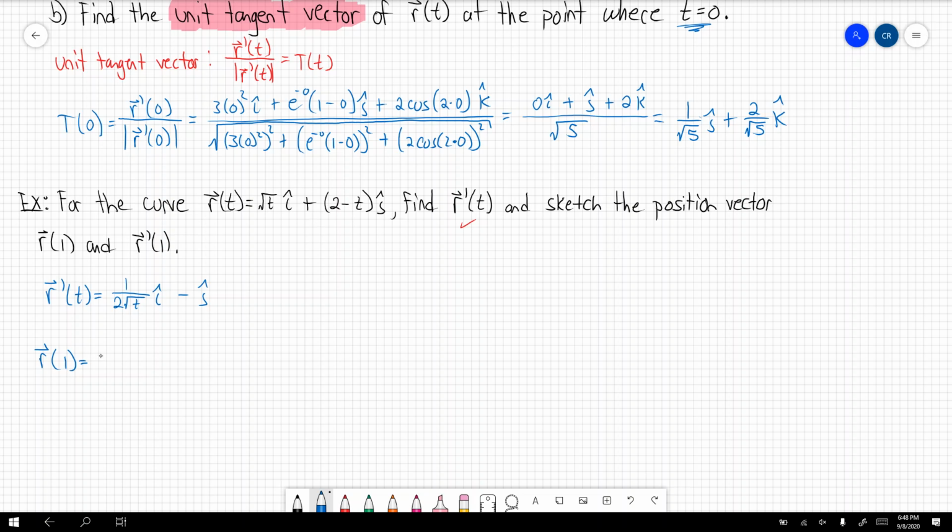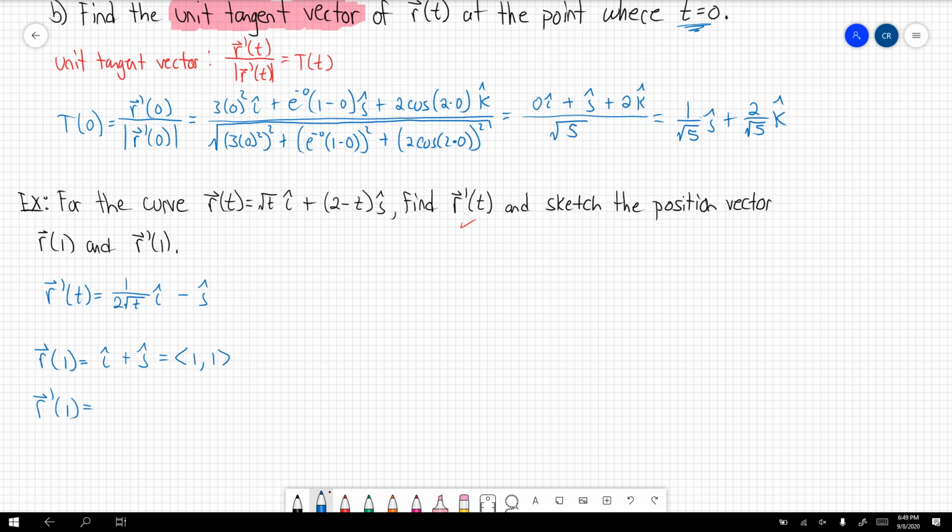R of 1 should then get me, substituting, square root of 1 is 1, so 1 in the i component, and then substituting in 1 for t in the j component, we get 2 minus 1, which is another 1. Perfect. Now I could write it as i plus j hat, or we can write it as vector components 1 comma 1. Now we need the derivative evaluated at t is equal to 1.